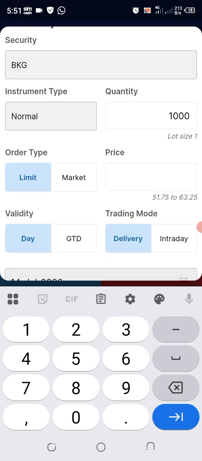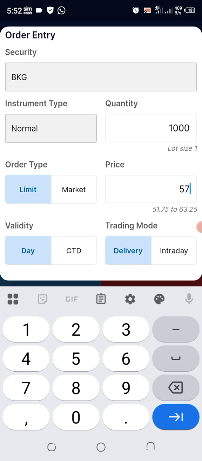Then you have to decide on the order type. In this case, we have two different types of order: the limit order and the market order. When we talk about the limit order, it means that you want to set a specific price at which you want to buy this particular share. Let's say that you want to buy this share at the price of 57.